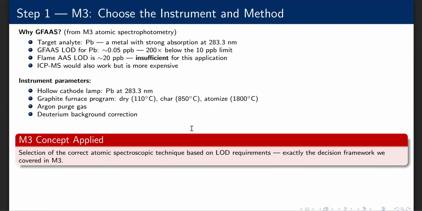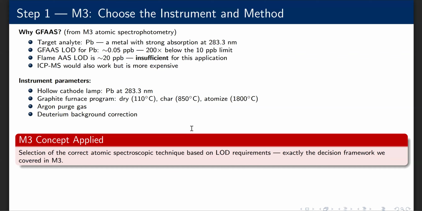So why do we use GFAAS for this application? Lead is a metal with a strong atomic absorption line at 283.3 nanometers. GFAAS has a detection limit for lead of about 0.05 ppb. That's 200 times below our 10 ppb limit, which is plenty of space. FAAS, by contrast, has an LOD of about 20 ppb, which is no use for us. ICP-MS could work, but it's more expensive and a little bit unnecessary.